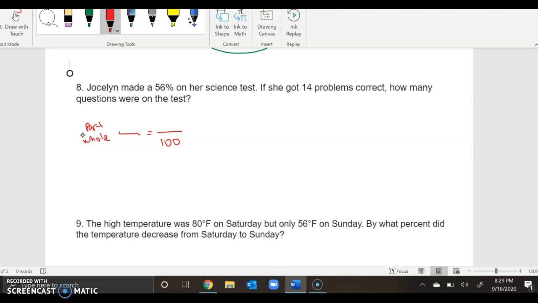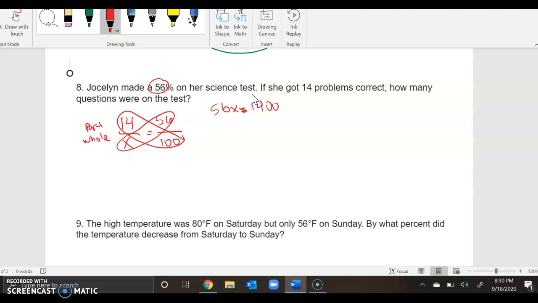We have a percent this time. 56 is going to go on top of 100. And then she got 14 questions correct, and we want to know how many were on the test. So 14 is the part this time. We want to know how many total questions were on the test that she took. Now we can cross multiply. 56 times X, 14 times 100.